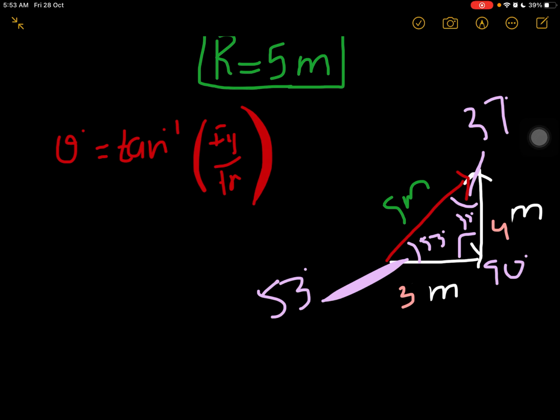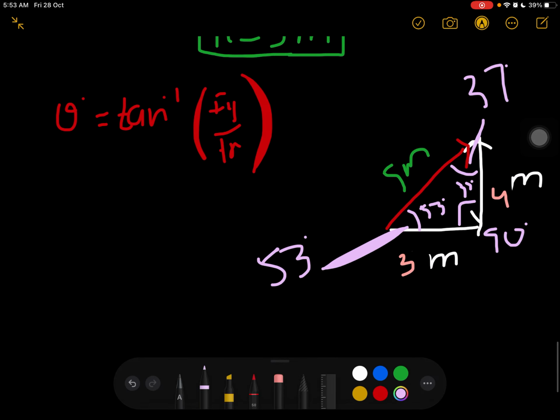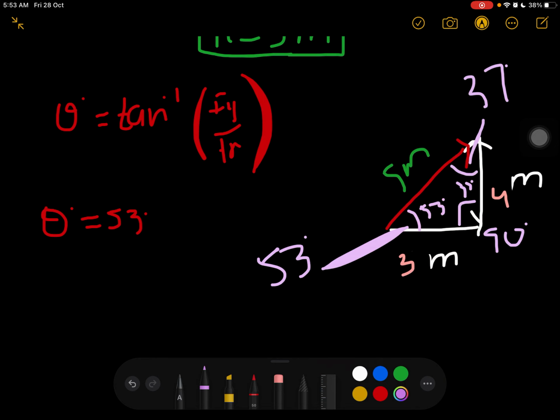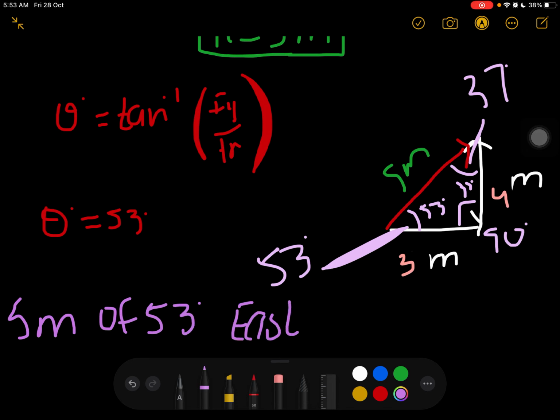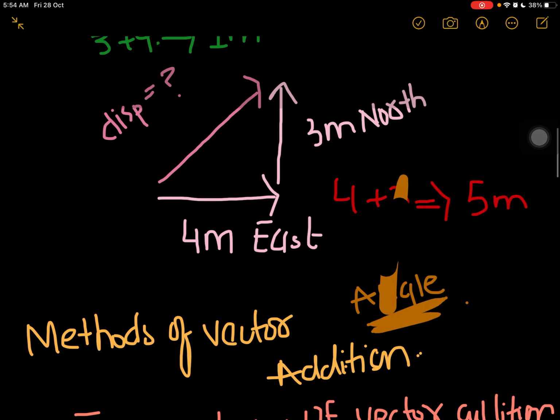So over here we are having 3, 4, right? So over here the angle will be 53. So the answer will be 5 meter, 53 degree east of north, right? This will be the answer. So I hope this is clear to you.